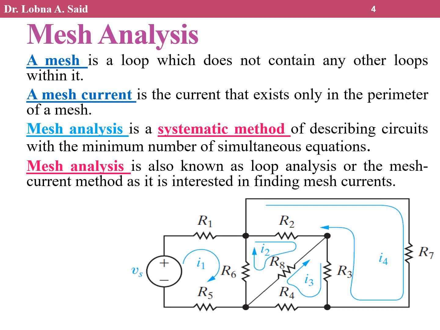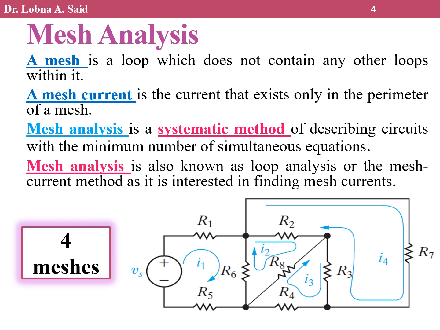A mesh is also a loop, but there is no other loop inside it. With the same definition, how many meshes do we have in this problem? We have only 4 meshes. Okay. The second definition we would like, so this slide is about definitions. We are defining what we are going to use later on.